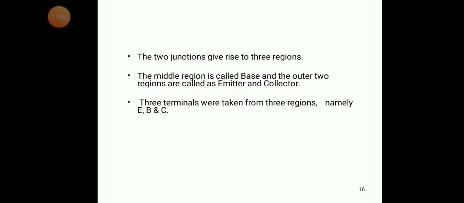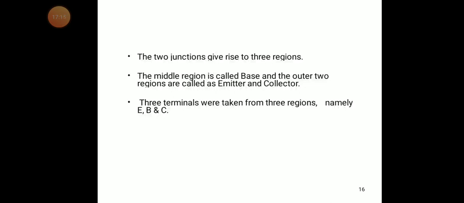The two junctions give rise to three regions. Why? Because in the p material we inserted a thin layer of n-type material, so first we get the p to n junction and the n to p junction. The middle region is called the base, and the outer two regions are called the emitter and collector.